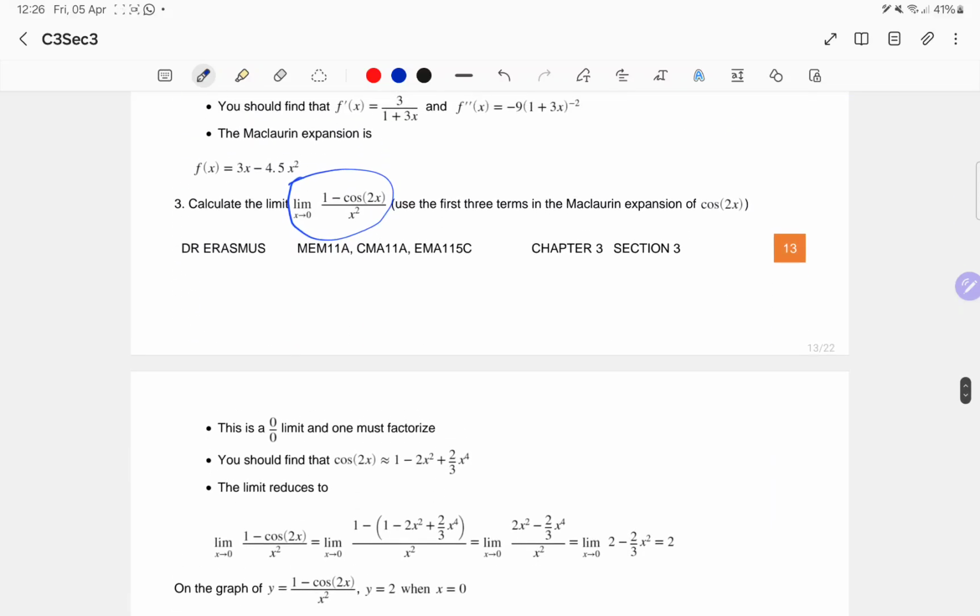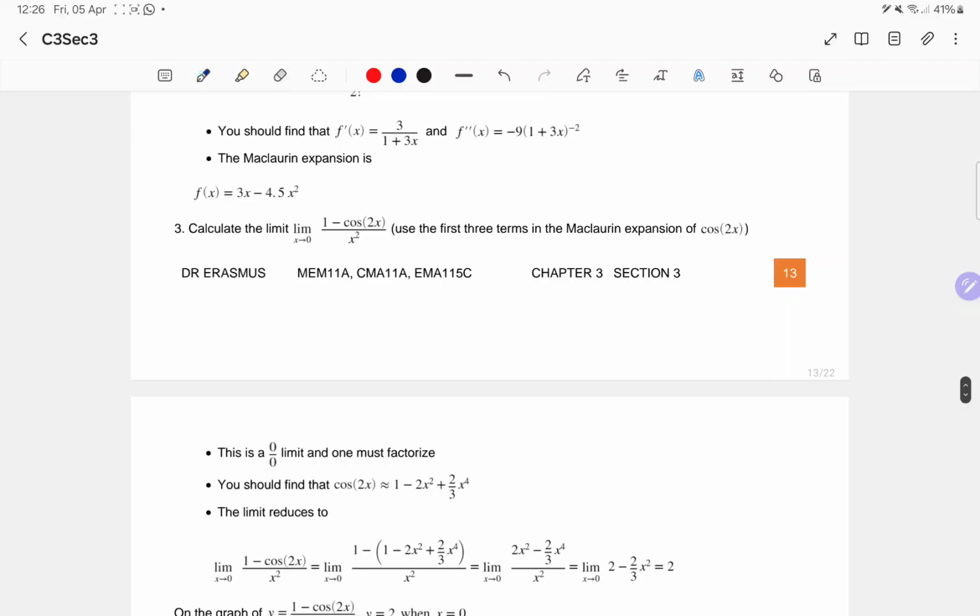So let's go to the third one. Calculate the limit of this function as x tends to 0. Use the first three terms in the Maclaurin expansion of cos of 2x. So if you compute, you're gonna get indeterminate form, 0 by 0. So let's try factorization.